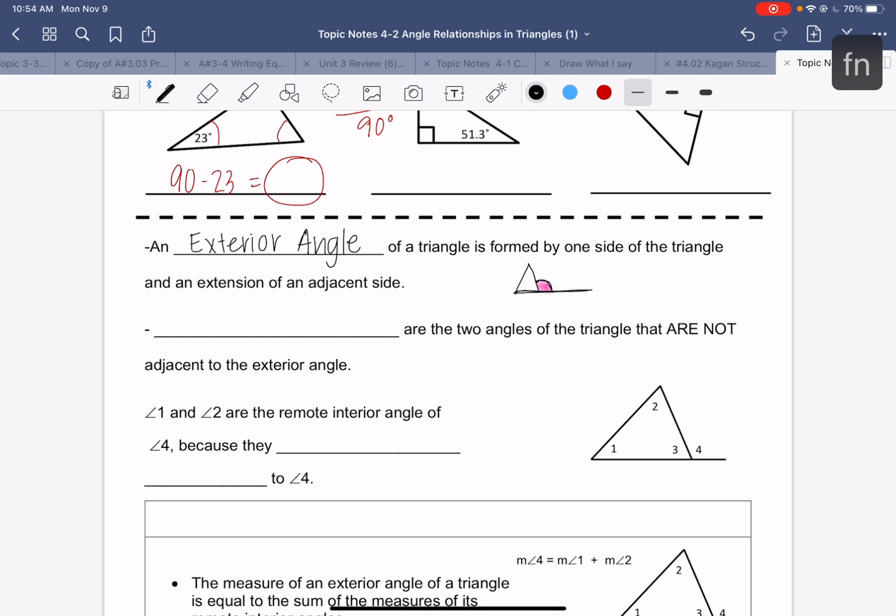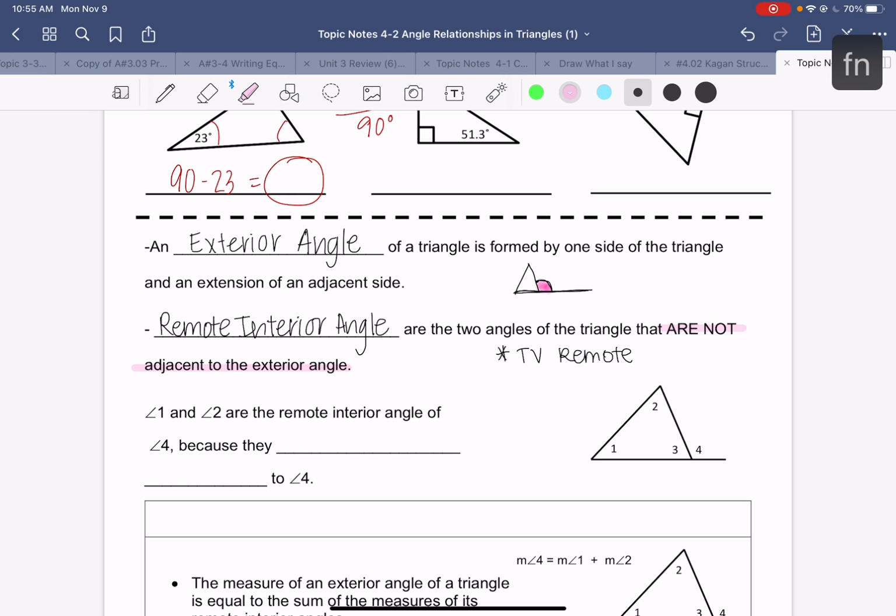All right. That next one is remote interior angle. So think of remote like your TV remote. Okay, the reason why you're able to use the remote is because you're away from the TV. So a remote interior angle are two angles of the triangle that are not adjacent to the exterior angle. What it means when they are not adjacent, meaning they do not connect, they do not share a point or a side between each other.